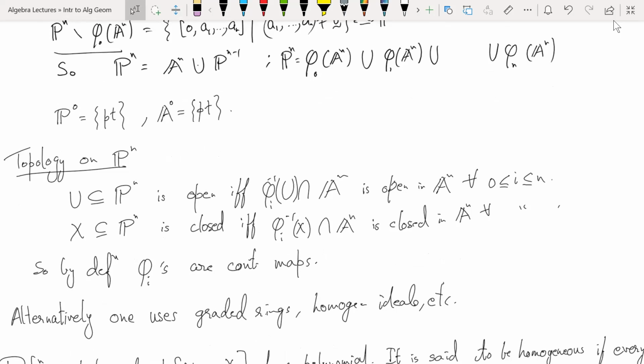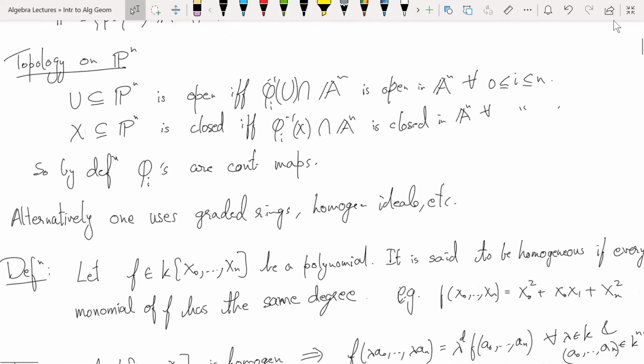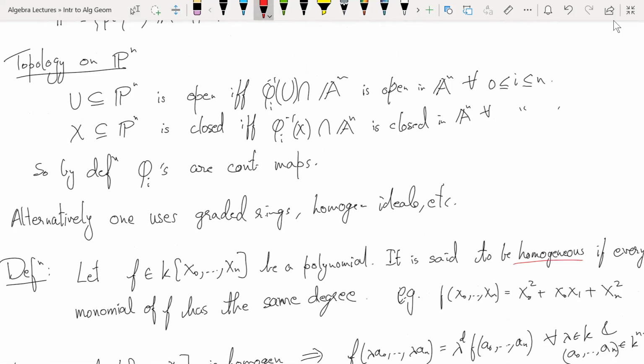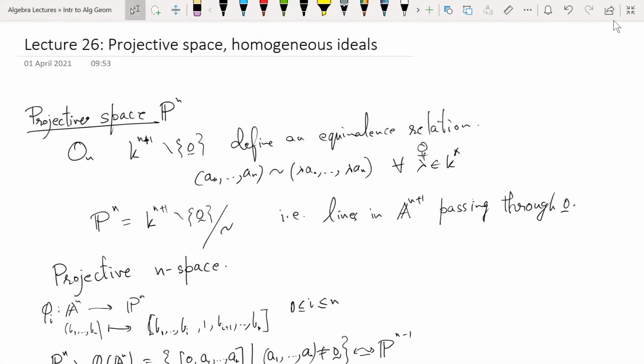Okay. So we'll define what are algebraic subsets of P^n, and then we'll declare those to be the closed subsets. Let's first define a homogeneous polynomial; I suppose you know what that is. Let f be a polynomial in k[x_0,...,x_n]. P^n, the first definition was that you think of it as a quotient of A^(n+1).